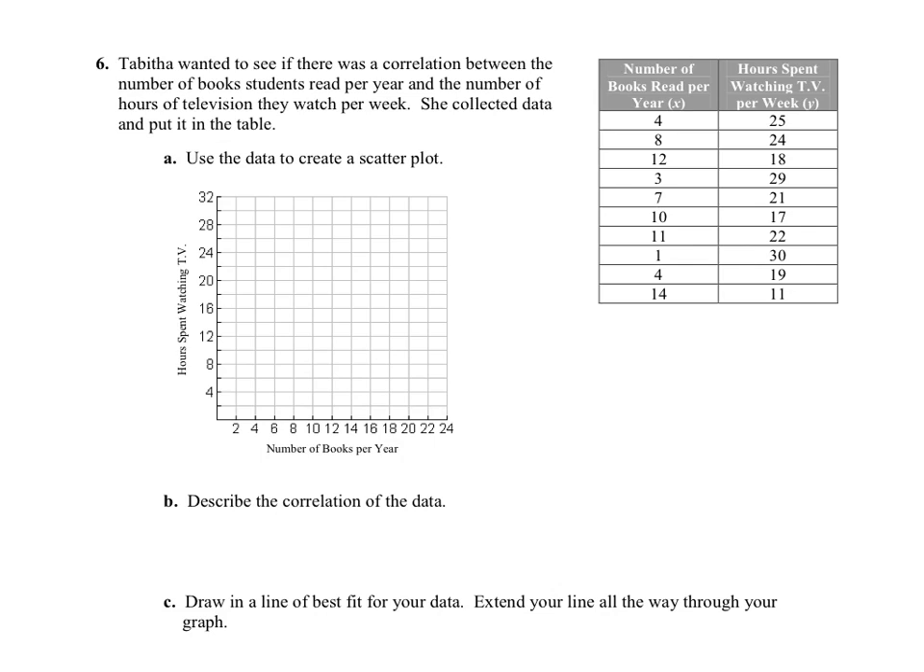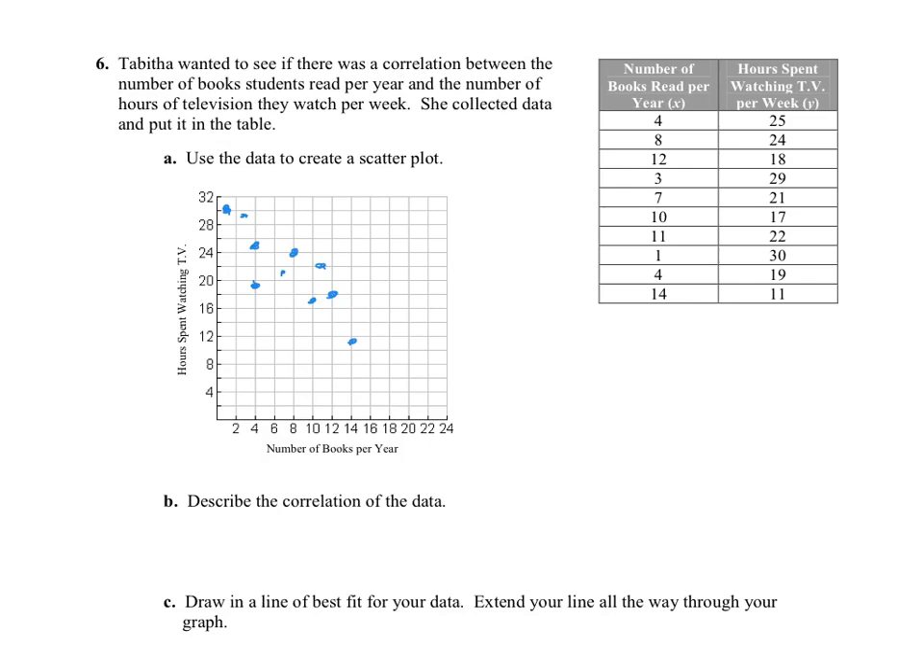For part A, it says use the data to create a scatter plot. So I'm going to go ahead and do that. So there we are on part A. I went ahead and plotted my points on my scatter plot. So let's jump right on to part B. Make sure that your scatter plot looks somewhat like mine.